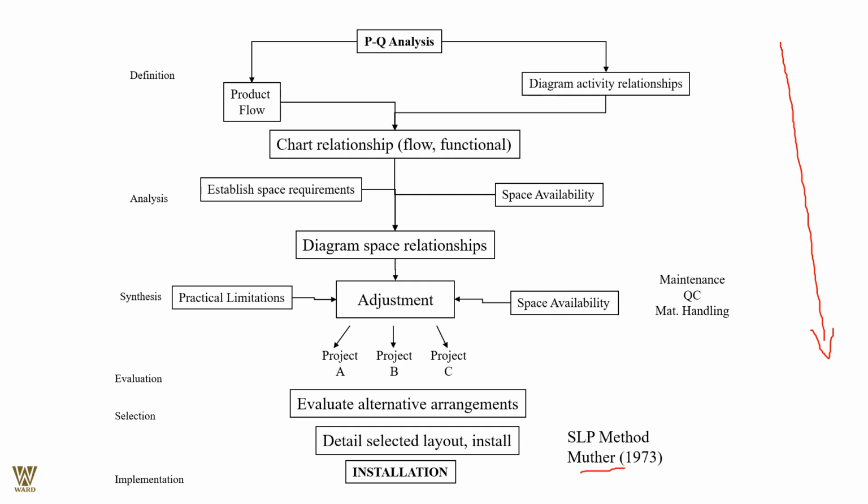We are drawing a chart, probably coming up with a flow and a functional relationship, establishing the parameters as to what are the job requirements and the space availability, and coming up with a space relationship which needs to be adjusted, and coming up with project 1, project 2, project 3 as such. Probably this is what we are looking at as far as process layout is concerned.